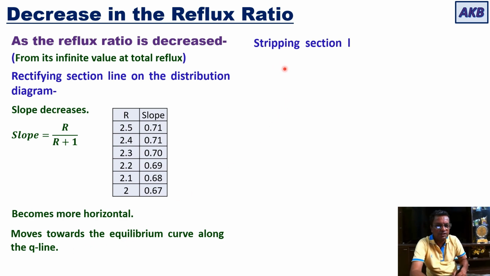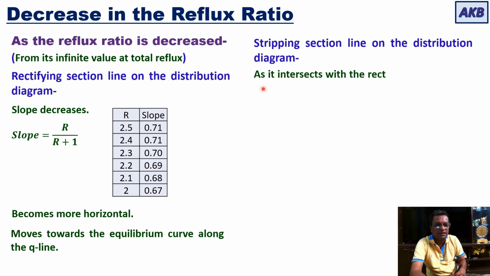Then what happens to the stripping section line on the distribution diagram? Let us understand. The first thing is, the stripping section line intersects with the rectifying section line on the q line.